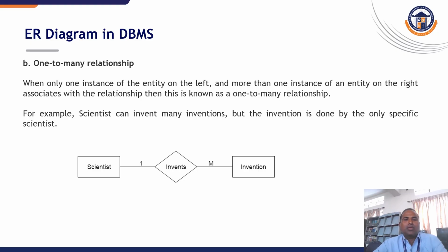See this diagram. One scientist invents many inventions. Likewise, one student may study n number of subjects in the course, for example maths, English, and other programming subjects. These can be studied by one student. These are the type of examples we can give for the one-to-many relationship.